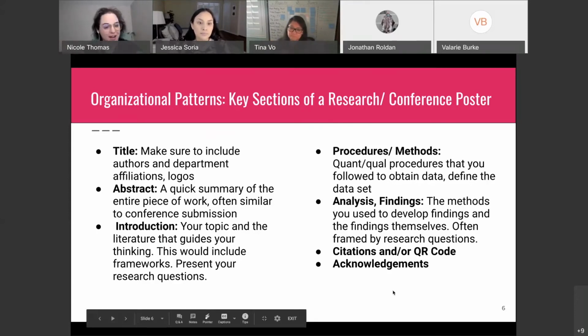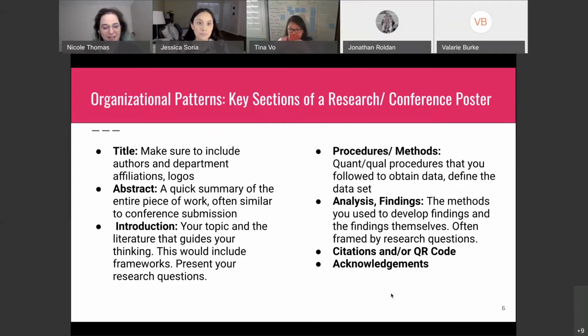For your abstract, this is going to be a quick summary of your entire piece of work. It's often similar to whatever you submitted to the conference in the first place. So it's going to be an overview of here's what I did, here's what I found, here's why it's important. It's basically just a quick summary, no more than a paragraph, sometimes broken up into bullet points if you want to, but normally I just have a little paragraph right at the top left-hand side of my poster.